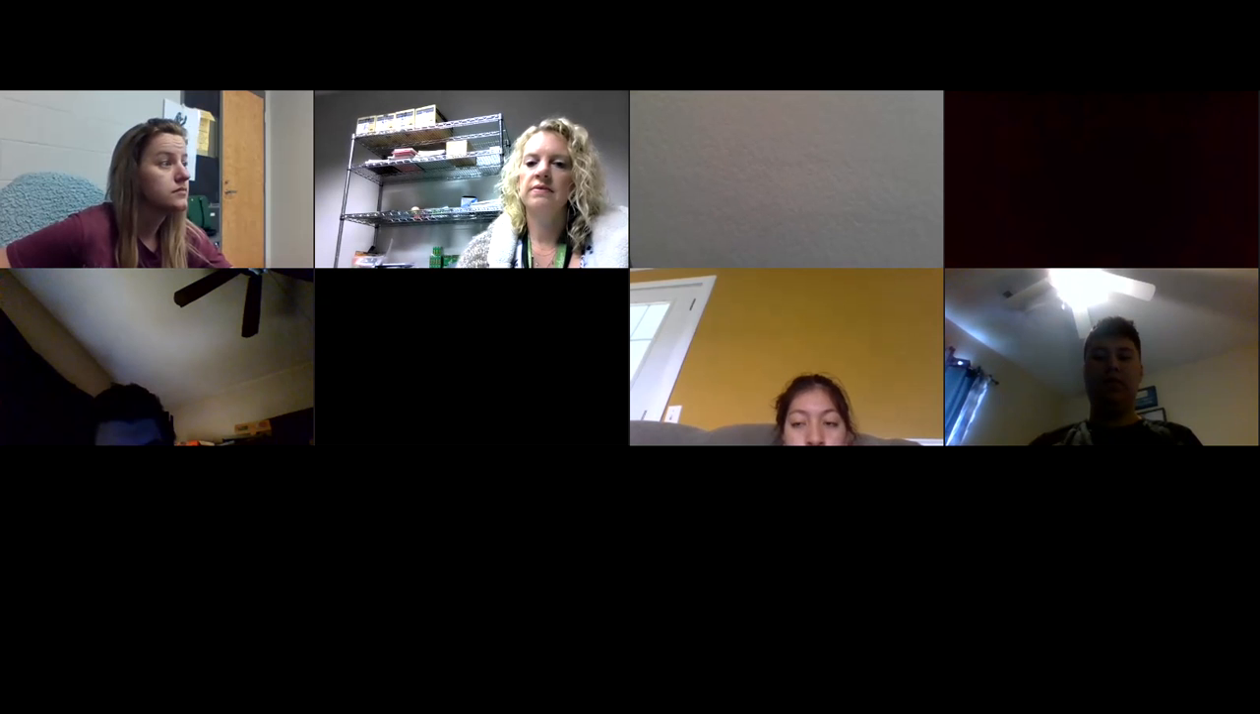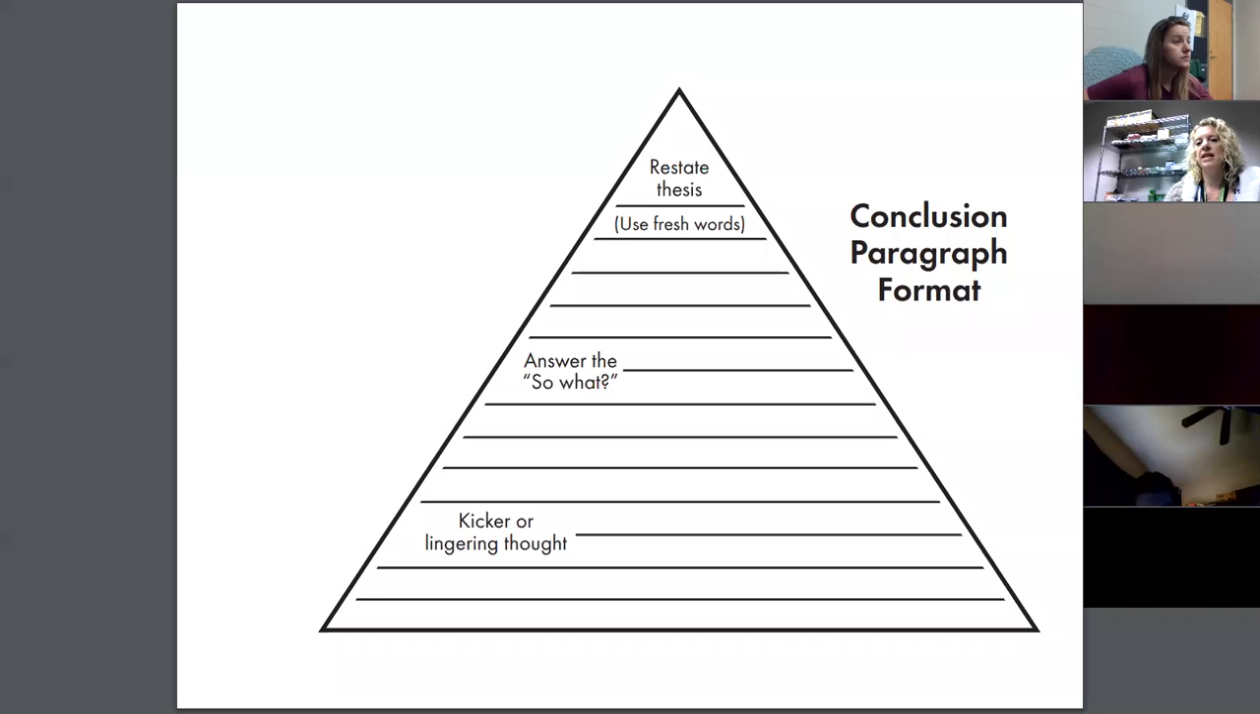So the conclusion is very similar, but it's just backwards. It's upside down. We had the upside down triangle, and now we have the triangle the other way, okay, for the conclusion. So when you create your conclusion, you restate your thesis at the very beginning.